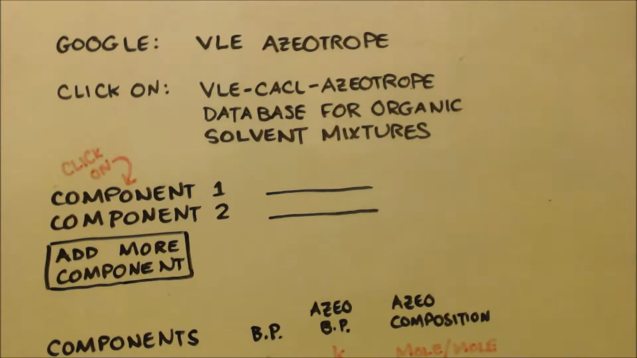So anyways, this is the database. Let's talk about how you get there first. First, you go to Google, type in what I have up there, VLE azeotrope, and it should be the first result. And if it's not, maybe the second or third. It'll say VLE Calc, azeotrope database for organic solvent mixtures. You click on that. That's how you know it's right. The next thing, you'll go to a screen that looks like this.